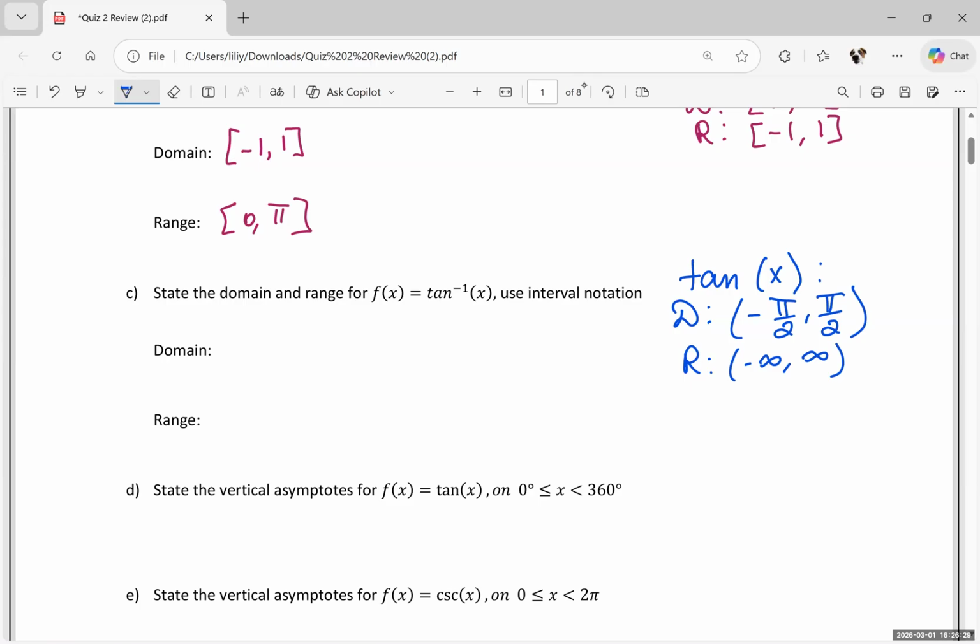Now for the inverse tangent, again, the inverse has the domain and range flip-flopped. So the domain of the inverse would be from negative infinity to infinity, and the range of the inverse would be from negative pi over 2 to pi over 2. Okay, vertical asymptotes for f of x equals tangent x on 0 to 360 degrees, so on the whole unit circle.